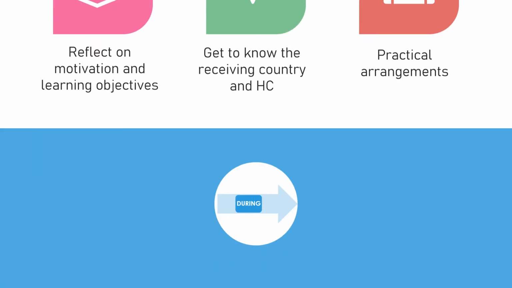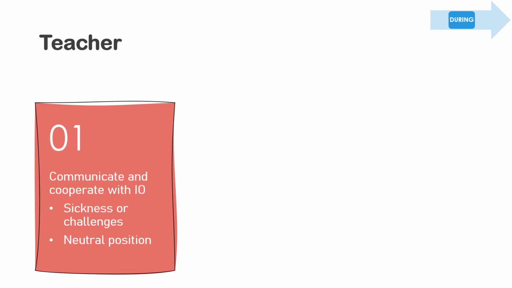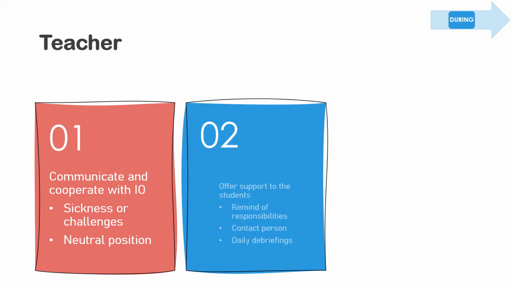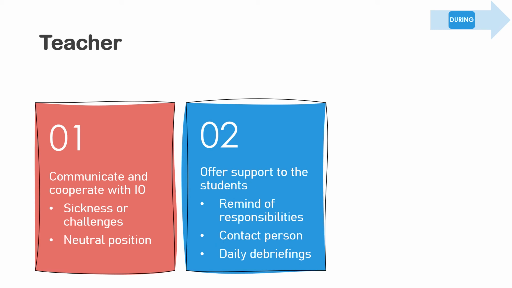During the mobility, you are responsible for communicating and cooperating with the IO, informing the IO if some of the students get sick or face any challenges or problems in connection to their mobility experience, maintaining a neutral position and an objective opinion, as you serve as a link between the students and the IO, reminding them of their responsibilities during the mobility. Being their contact person during the mobility, students should know they can turn to you with any questions or difficulties.